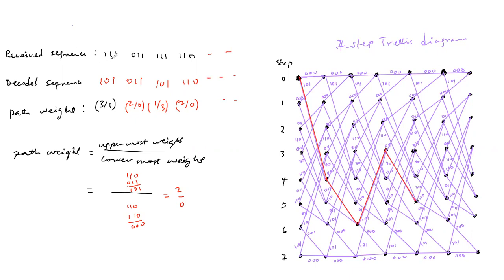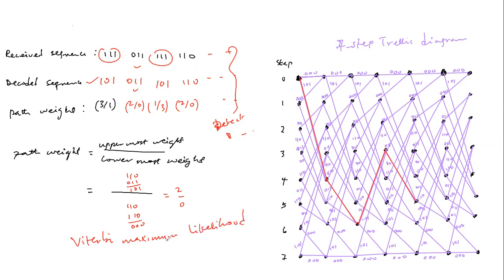And here we can see that this code word was received in error. This is the correct code word. But this was received correctly, and this also was in error. So you can see that the trellis diagram has the capacity to both detect and correct errors. And this is usually referred to as the Viterbi maximum likelihood decoding scheme.